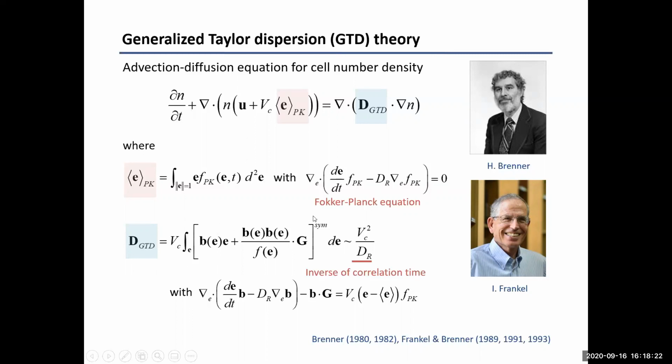out that this expression is dimensionally proportional to V_c squared over D_r. So what it means is that in this theory, the time scale is automatically given by 1 over D_r. So there's no need to get the correlation time scale from experiment. This is one of the important advantages of this generalized Taylor dispersion theory. Okay, so let me briefly introduce how they derive this equation.